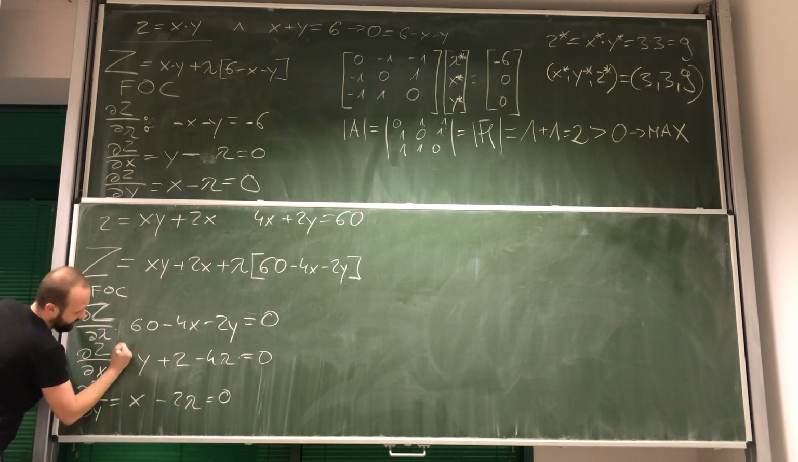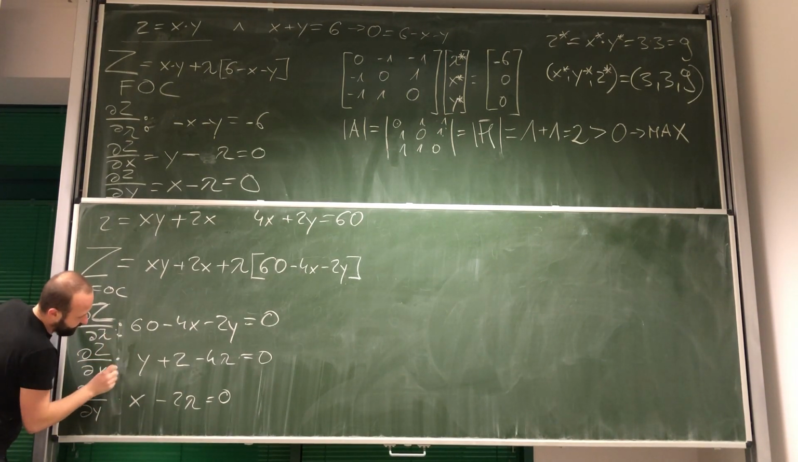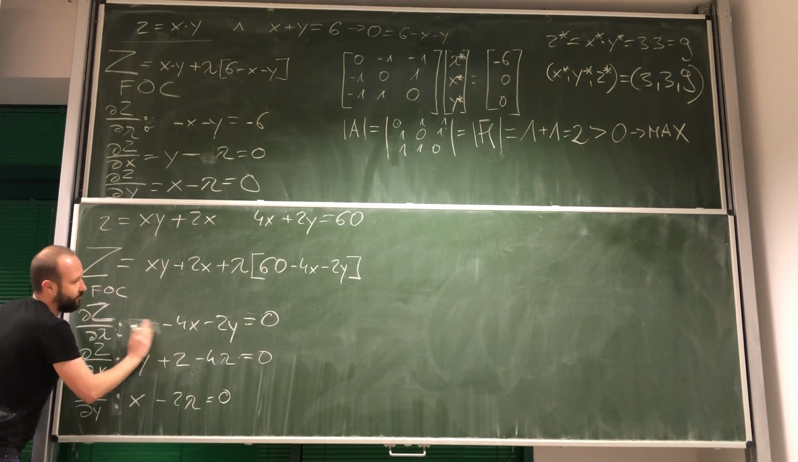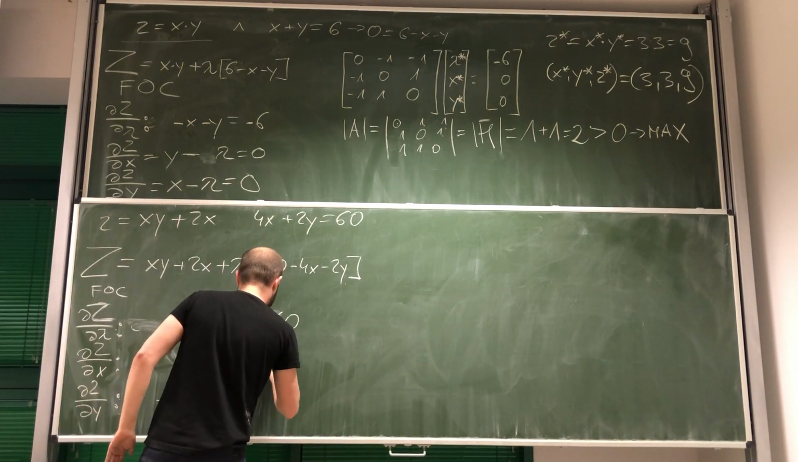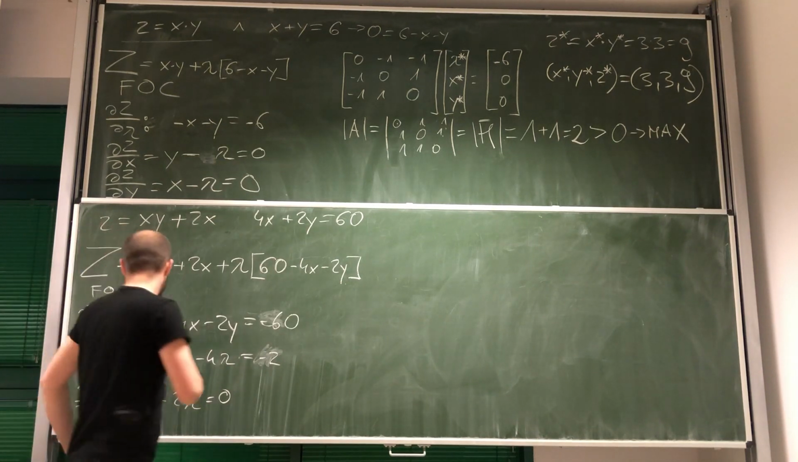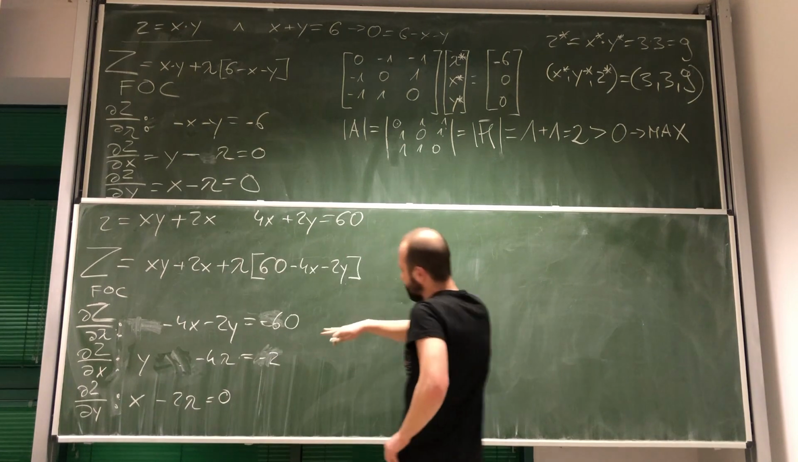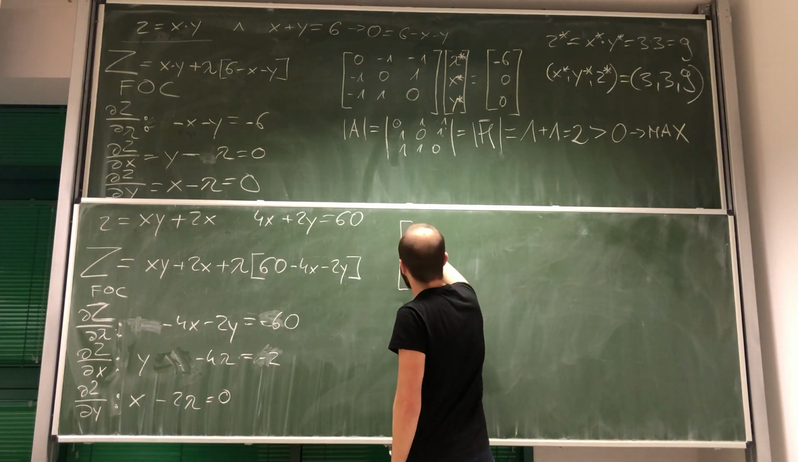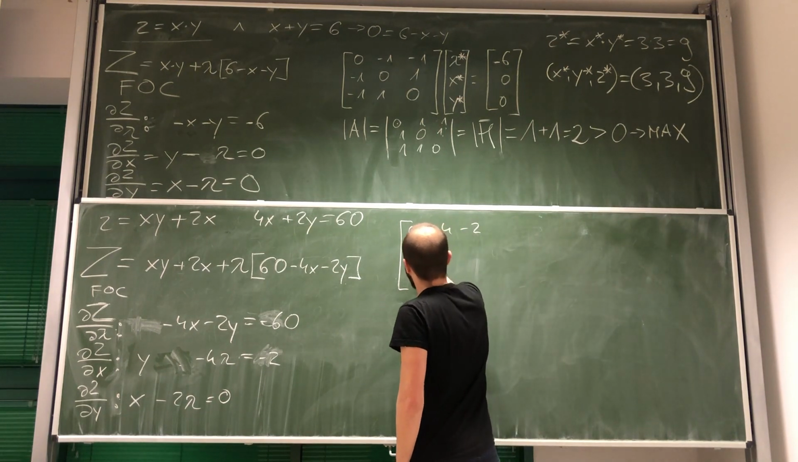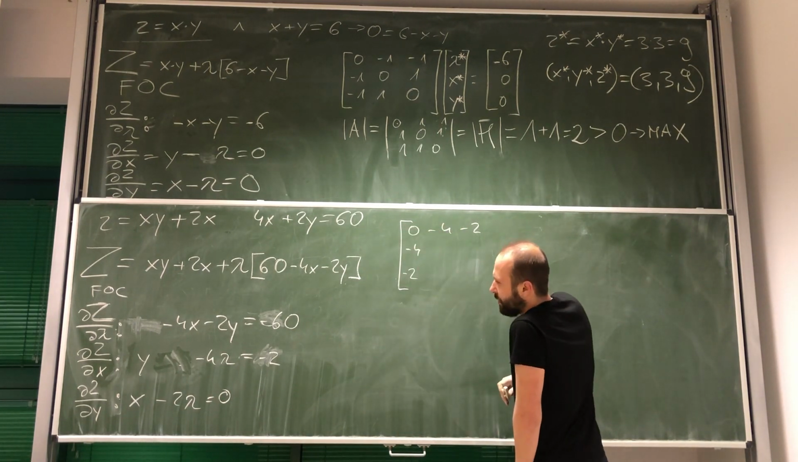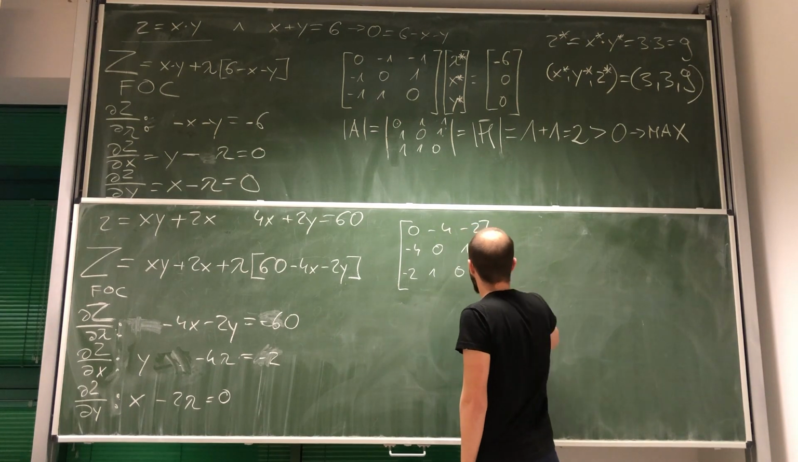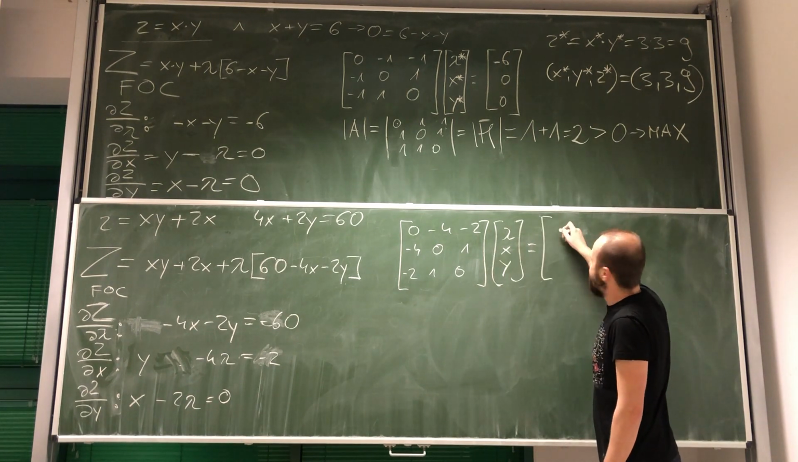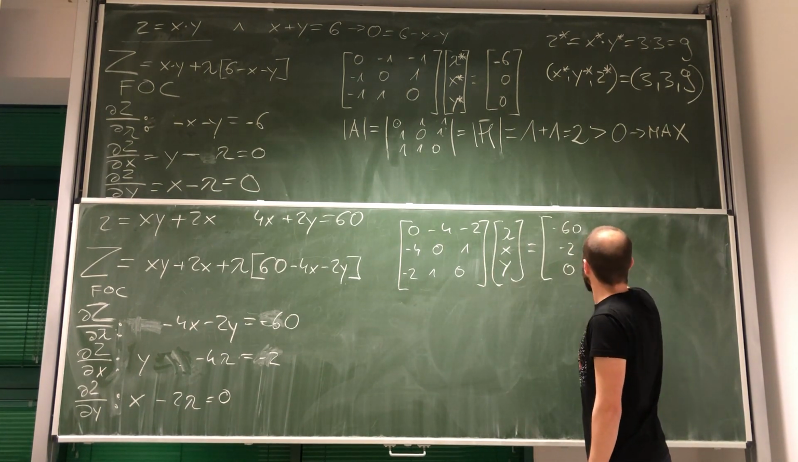So, the best thing to do here is to put all the constant terms on the right side. So, 2 turns into negative 2, and none here. And write this system in matrix notation. So we've got 0, negative 4, negative 2, then negative 4, 0, 1, negative 2, 1, 0, times lambda, x, y, is equal to negative 60, negative 2, 0.